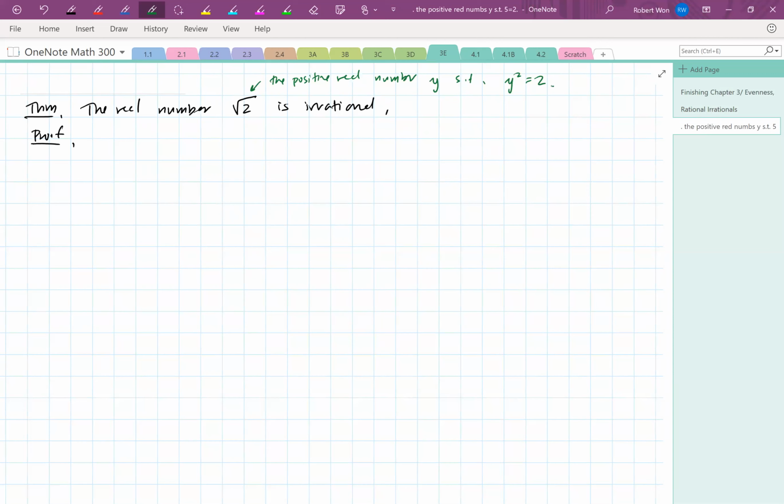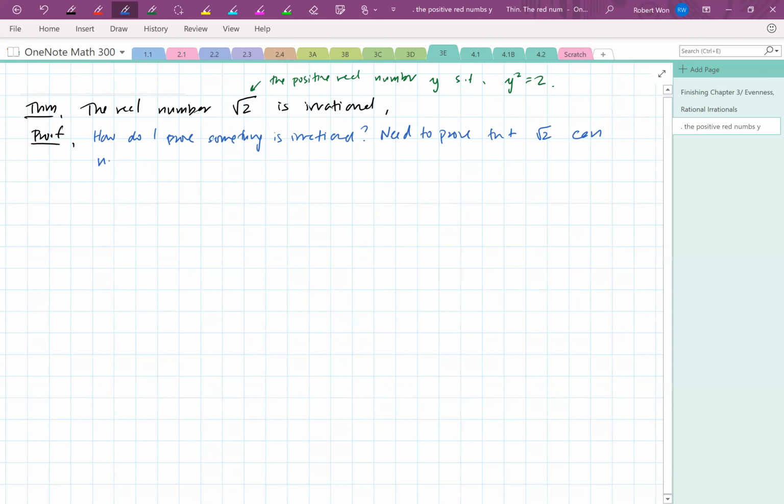Now, how can I prove that this number, the square root of 2, is irrational? I need to prove that it's impossible to write it as a fraction of 2 integers. How do I prove that something is irrational? How do I prove that anything is irrational? I need to prove that root 2 can never be written as a fraction of 2 integers. Which is kind of a daunting thing, right? Because there's tons and tons of integers. Again, maybe I just haven't found the correct fraction.